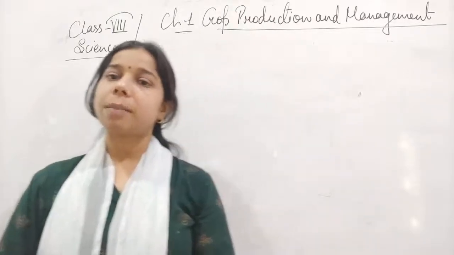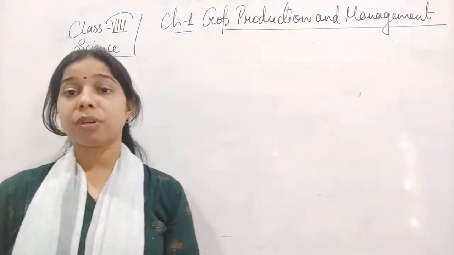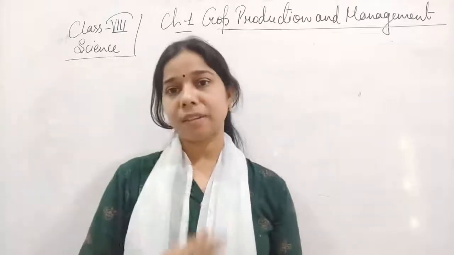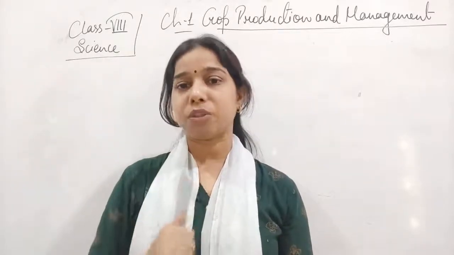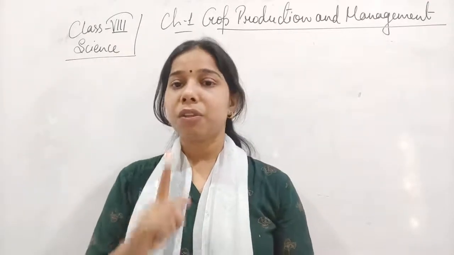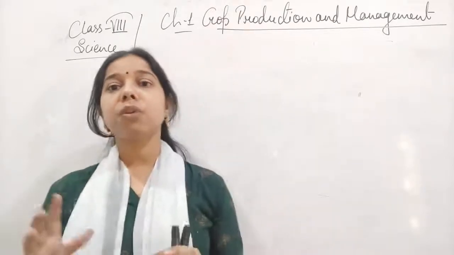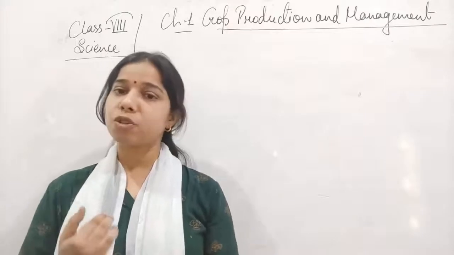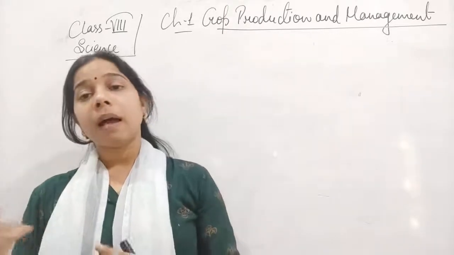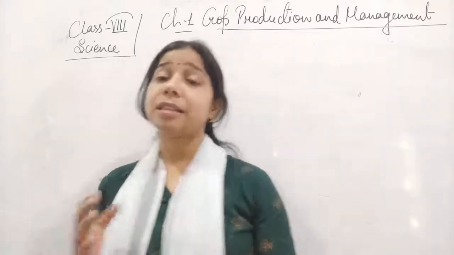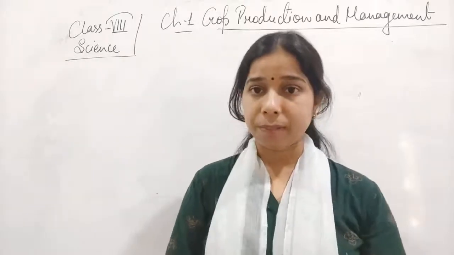In the previous class in this chapter, crop production and management, we were talking about crop production and the different agriculture practices. There are a lot of different steps in agriculture practices, and the first one is the preparation of the soil. At first we prepare the soil, and then we have seen the selection and sowing of the seed.